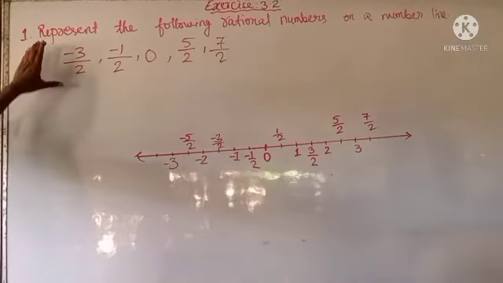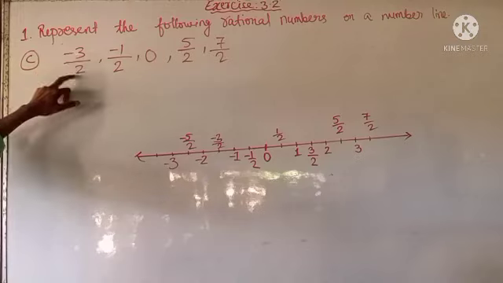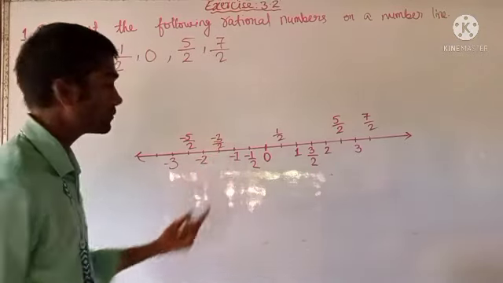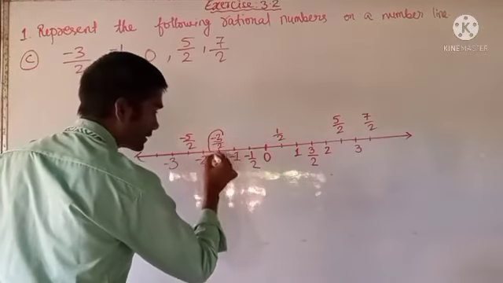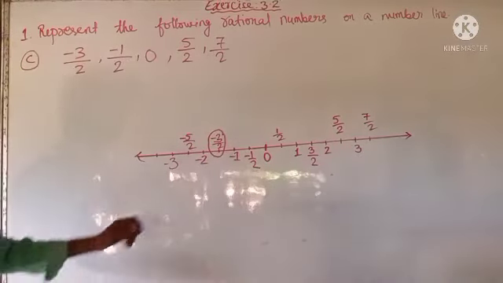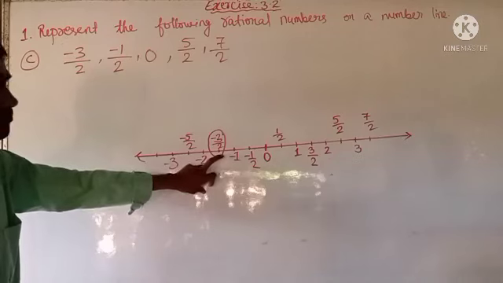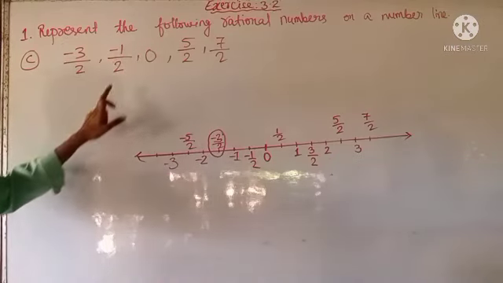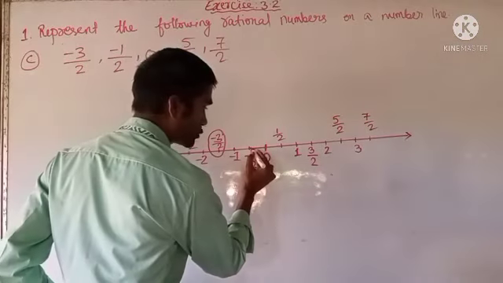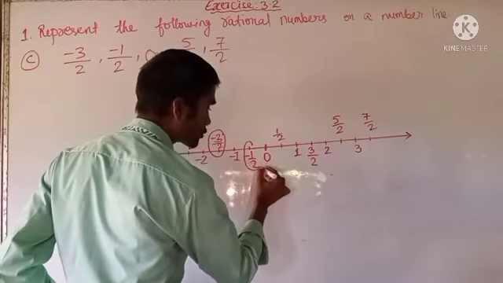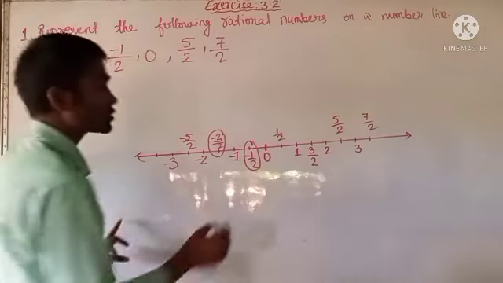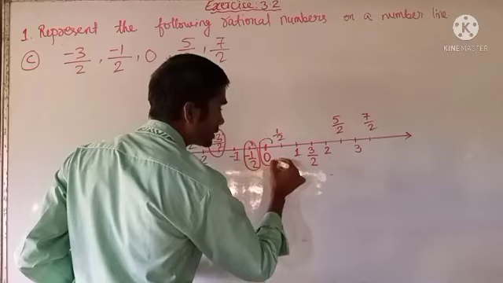Now we'll start marking these points, that is minus 3 by 2. So minus 3 by 2 is here. So we'll circle it along with the point that we have marked for minus 3 by 2. Now next is minus 1 by 2. This is the point, so we'll circle it in this way. Now next is 0. So 0 is here, so we'll circle it.